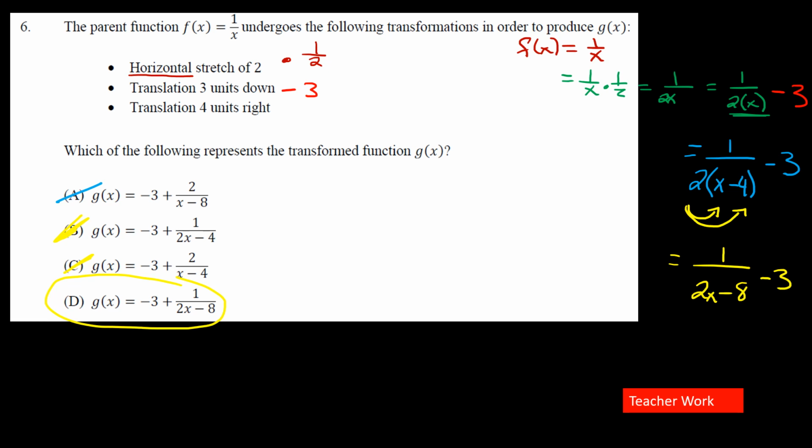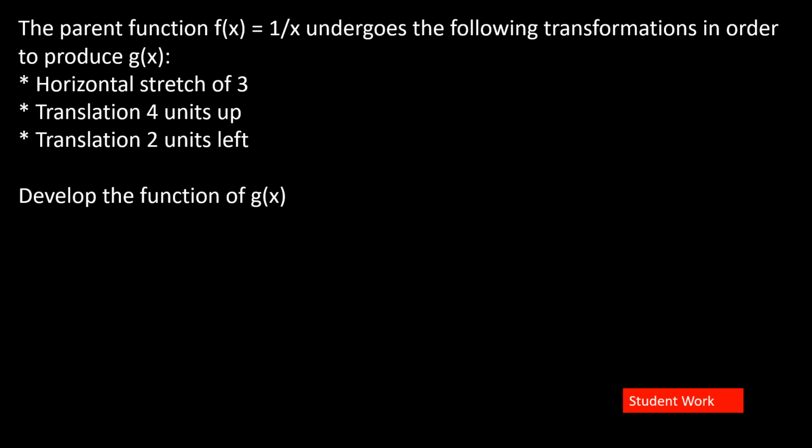Okay, so let's go ahead and move on to yours. So we have the same thing happening here. We have 1 over x, but you have a horizontal stretch of 3, so you're not multiplying by 3, you're going to be multiplying by 1/3. A translation of 4 units up, and a translation of 2 units to the left. Follow the same steps as I did in the slide before, and then I'll get you guys going through this. If you have any questions, send me a message on Teams.